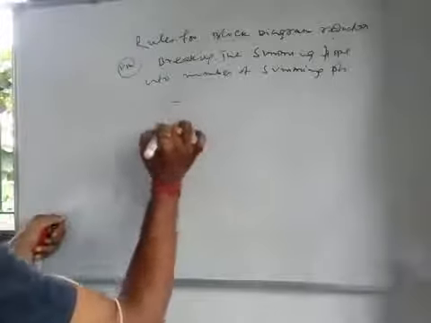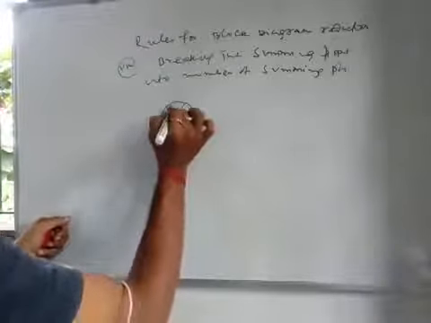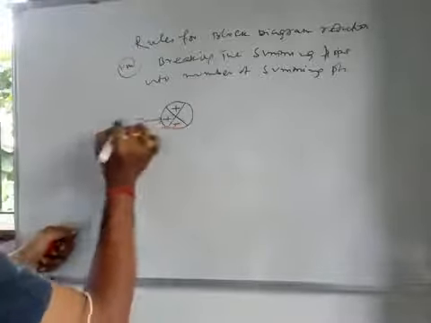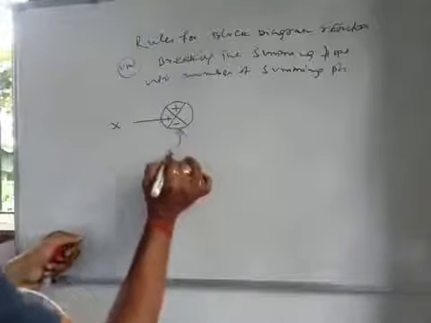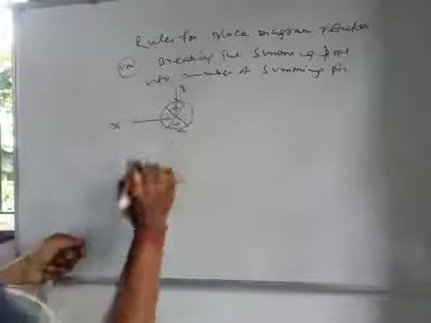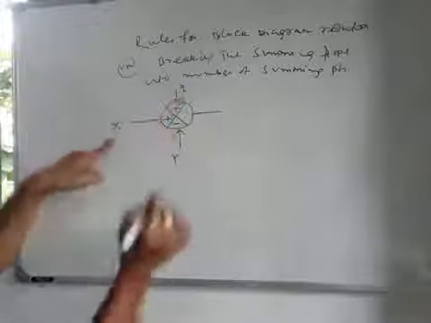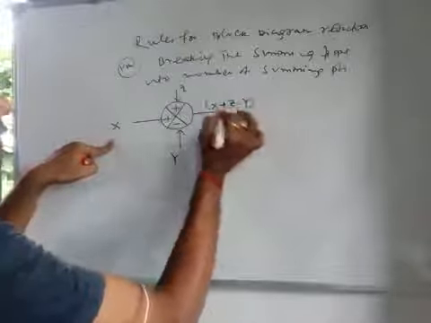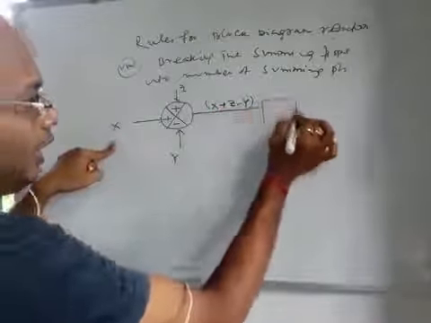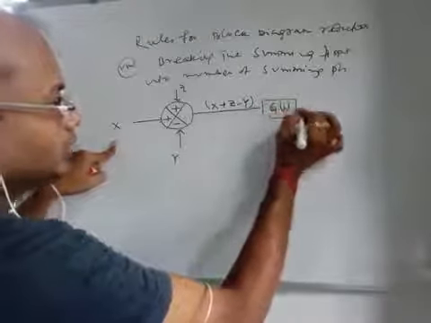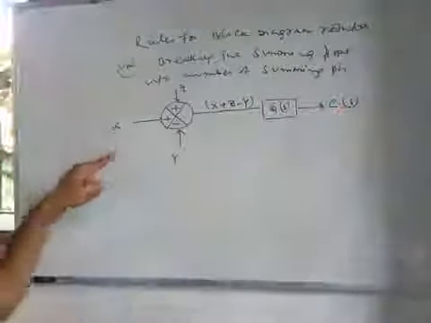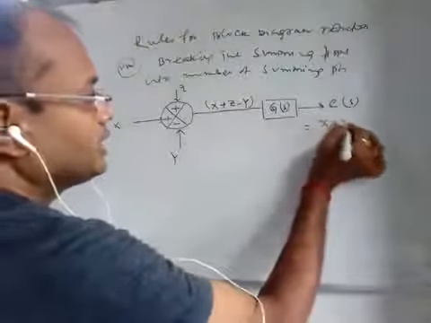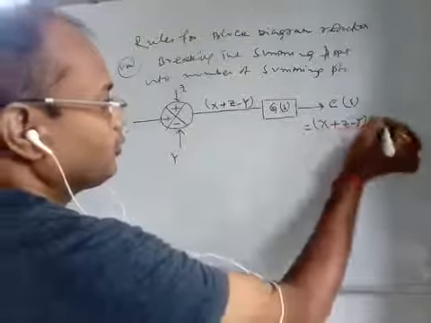This is very easy. Say this is plus plus minus. Say for example, this is your X, this is your Y, and this is your Z. So at the output of the summing block, what do we get? This is plus X plus Z minus Y, and this is your G(s), so this is your C(s). So C(s) is equal to (X plus Z minus Y) into G(s).